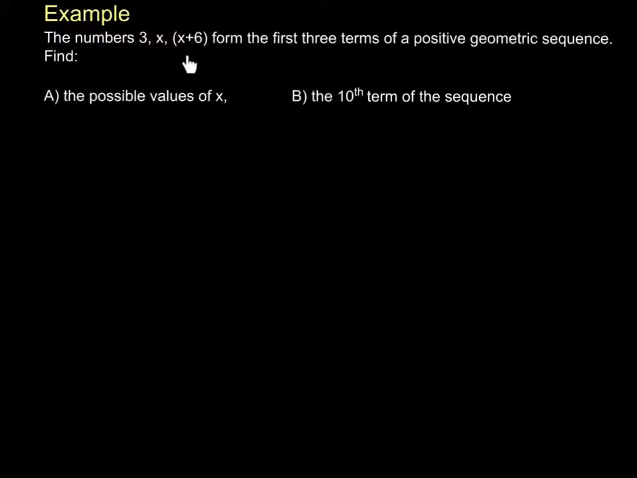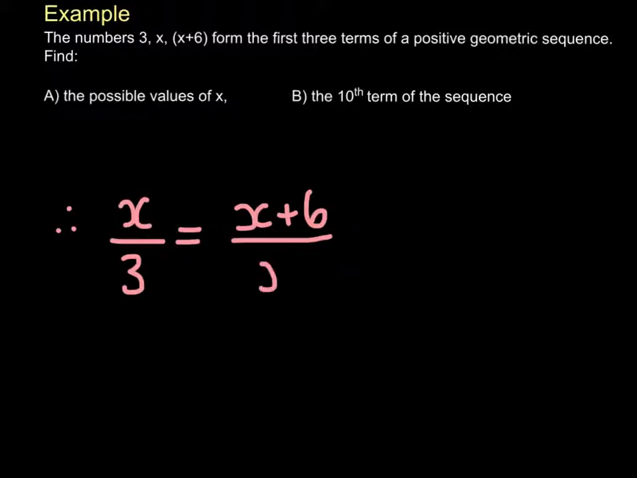Like I said, the common ratio between these two sets of terms is going to be the same. So if we do x divided by 3 and x plus 6 divided by x, we know that should give us the same answer, because that's what makes a geometric sequence. So if we use that, we can form an equation. So x divided by 3, second divided by the first, must be equal to x plus 6 divided by x, which is the third divided by the second. And now we just solve that simple equation.